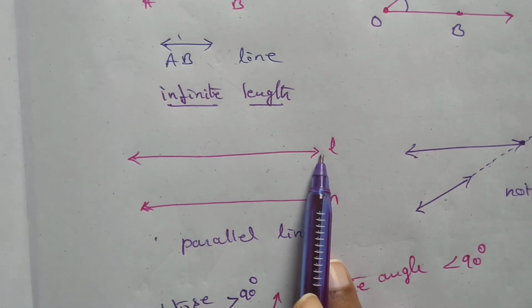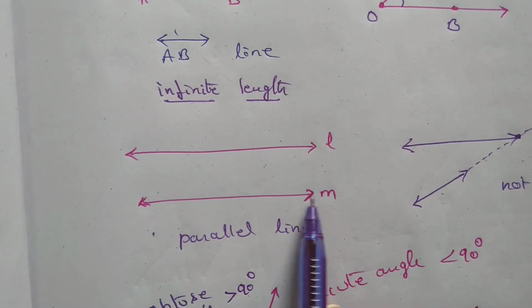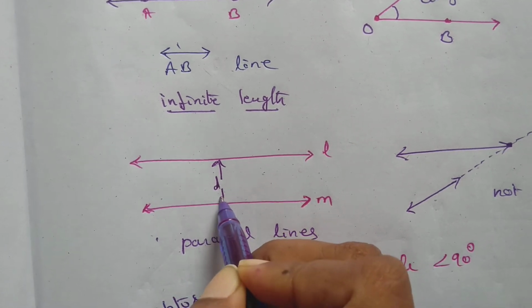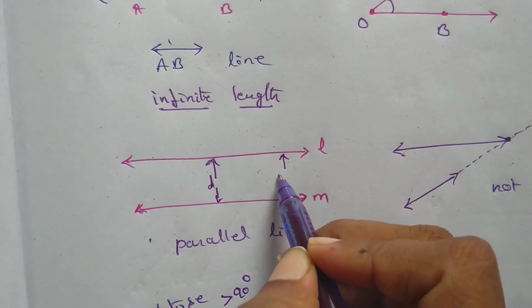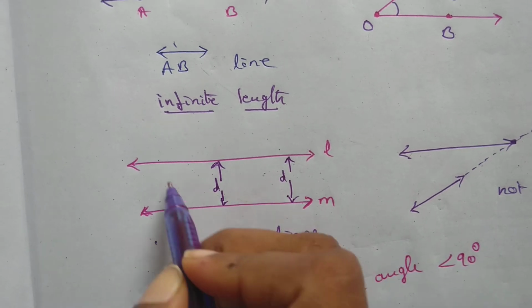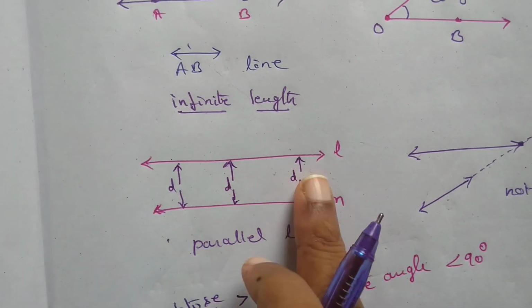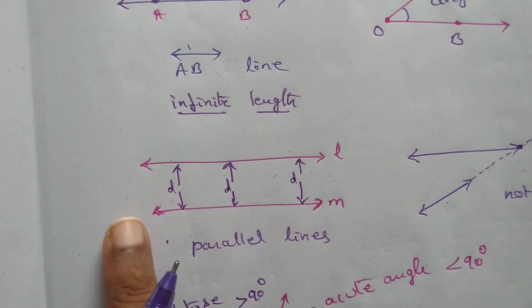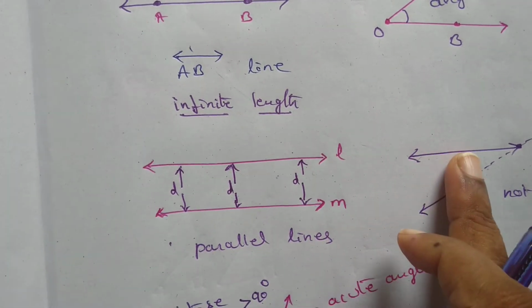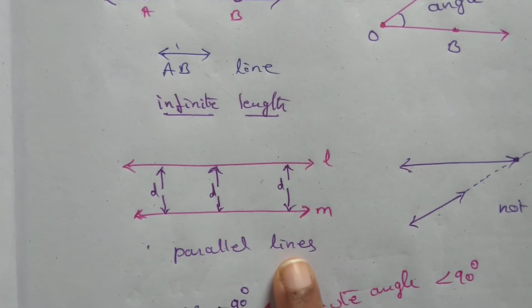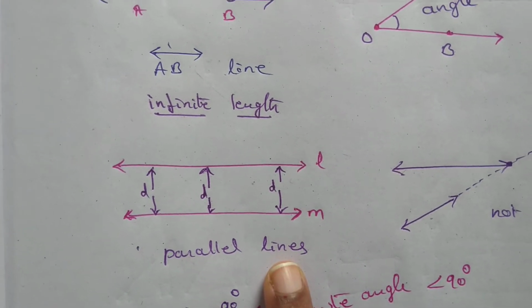So this is one line L, this is another line M, where the distance of separation between them is constant always. What we call this as perpendicular distance. So this distance remains the same. That means if we extend these lines also, they are not going to meet anywhere. Such lines are called parallel lines.